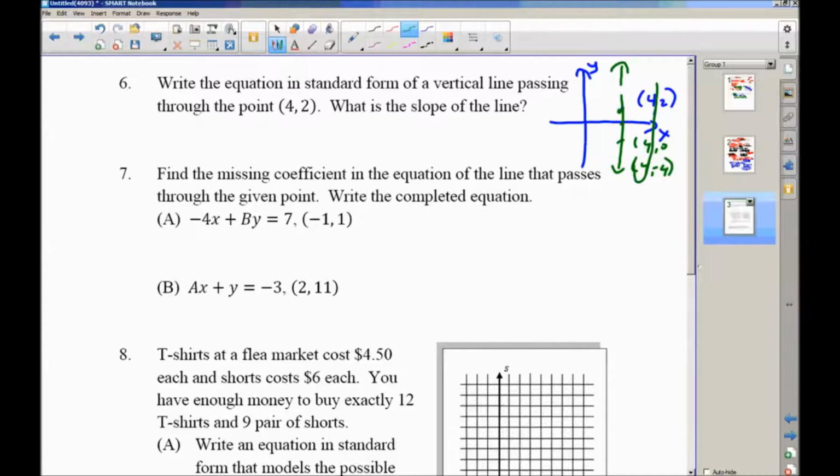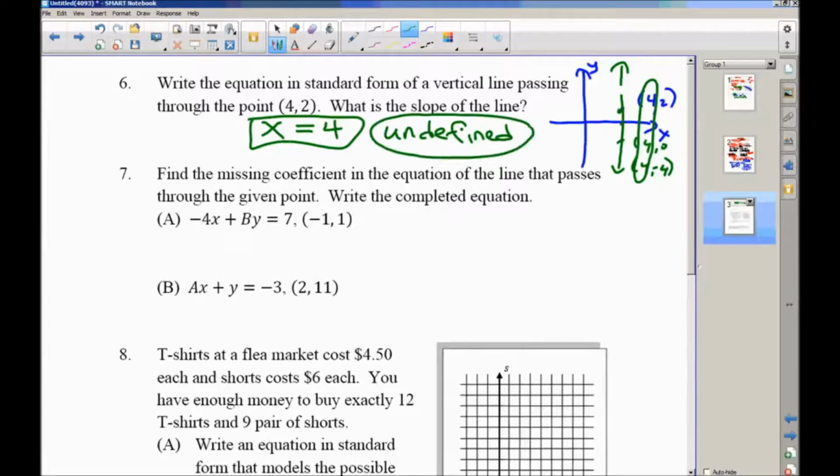Notice the x-coordinate is all 4. So we have this: x is always 4. And it's already in standard form. The coefficients are 1 for the x, 0 for the y, and 4 for the constant term. What is the slope of the line? Remember this guy, so this is our first answer. What is the slope of the line? And it's undefined. Vertical lines do not have a slope. Slope is only for lines that are non-vertical.